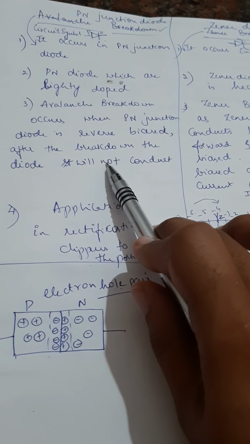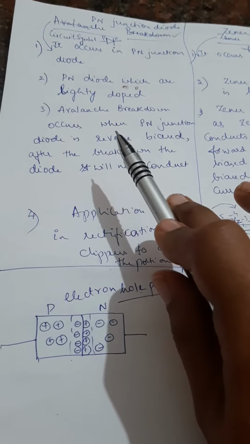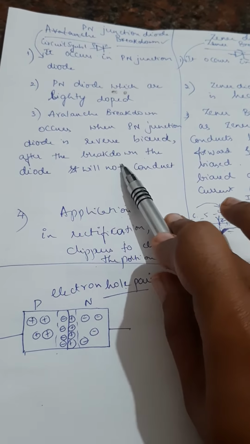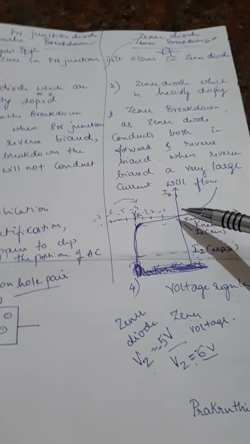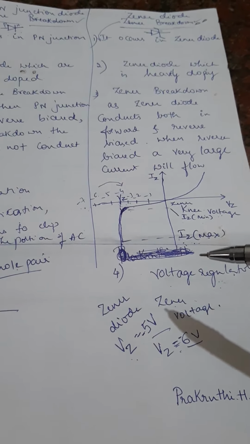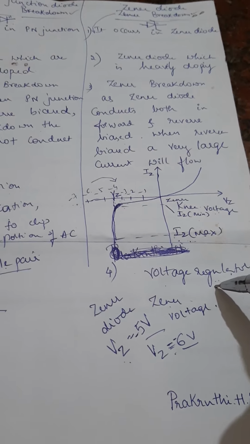Whereas in the PN junction diode, when it is reverse biased to a particular point, it just breaks down and stops conducting. The main application of the Zener diode is in voltage regulation. Mainly the Zener diode is used for voltage regulation in circuits.